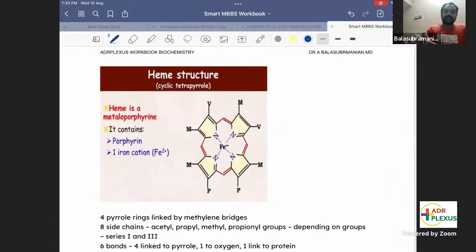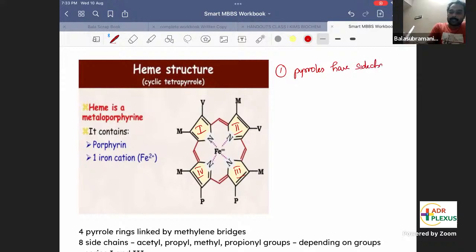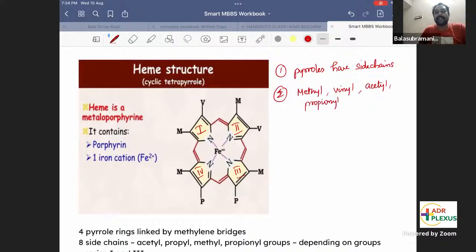So now we will come to the next classification. So I'm going to teach you again the same molecule. So I told you there are 4 rings: pyrrole ring 1, pyrrole ring 2, pyrrole ring 3, pyrrole ring 4. But what I didn't teach you is the pyrroles have side chains. So what are the 4 basic side chains? Methyl group, vinyl group, acetyl group, and propionyl group. Methyl, vinyl, acetyl, and propionyl.